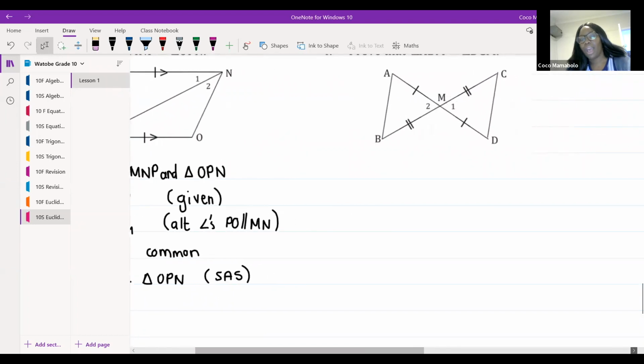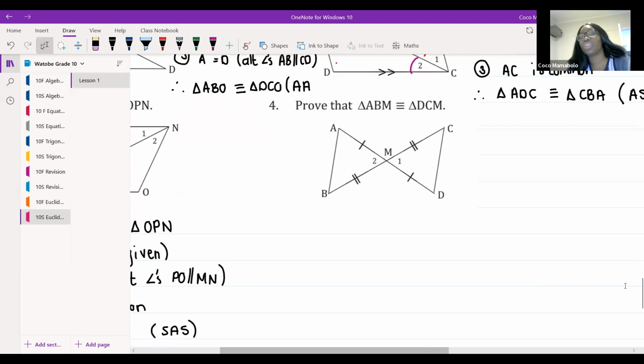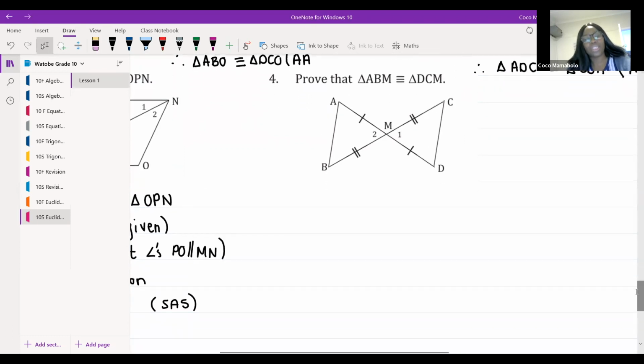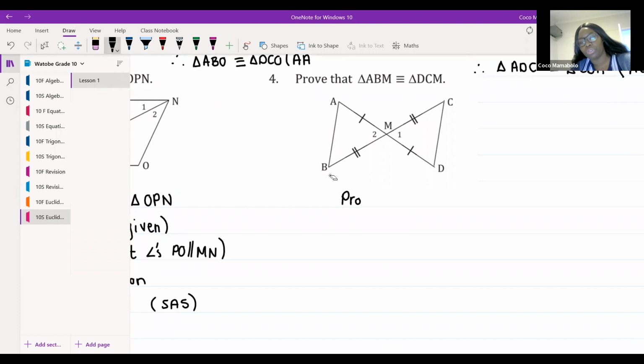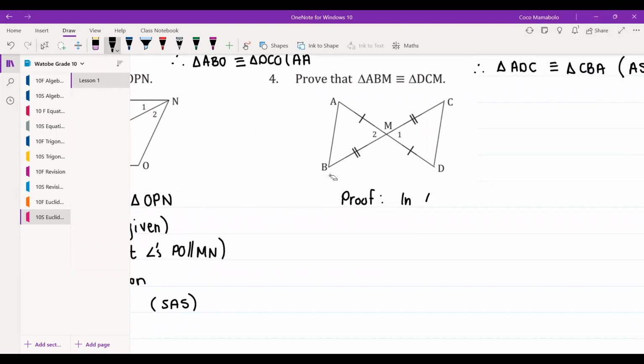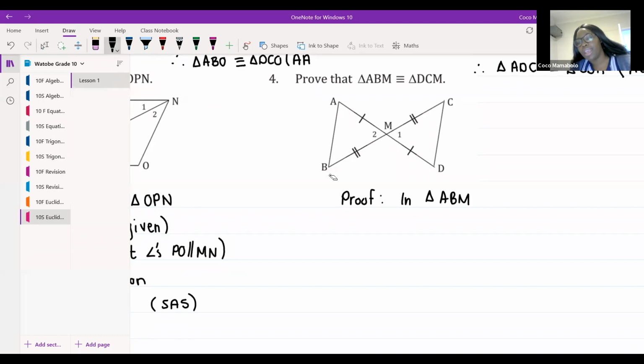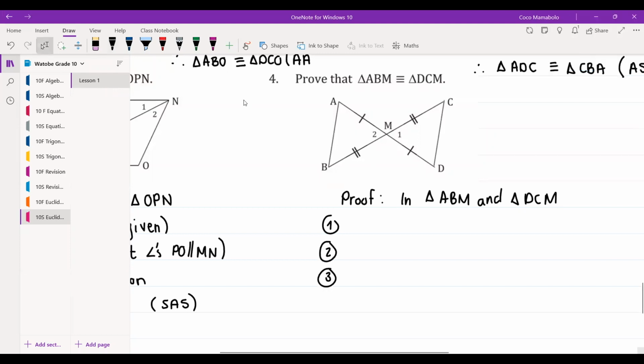All right. Our question says, oh, Notando even wants to answer the next one for us. Notando, I just need you to raise your hand for me. And then I want everybody to give this a minute. Think about it. Write down your starting comments. Start with in triangle ABM and triangle DCM. And then I need 1, 2, 3 comparisons while Notando puts her hand up.